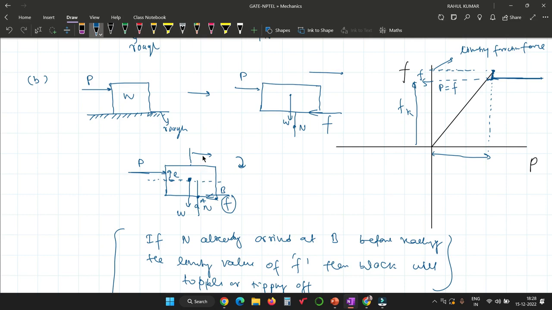Even if P passes through the center of gravity, N also has to shift, because here you have to see the equilibrium situation. F is also applying a moment. At what distance N will shift depends on the magnitude of the moment contribution by P and F, not only by P, because the moment contribution is because of P and F both.